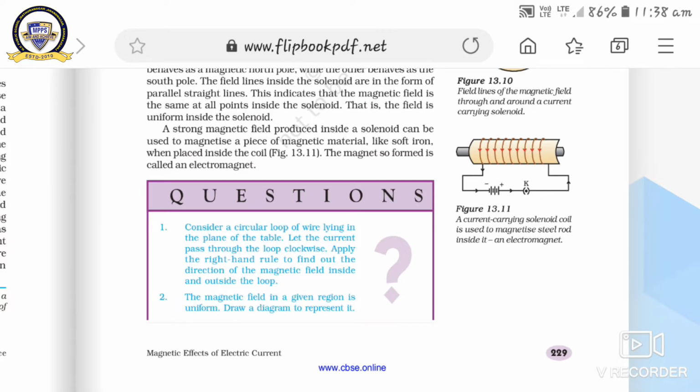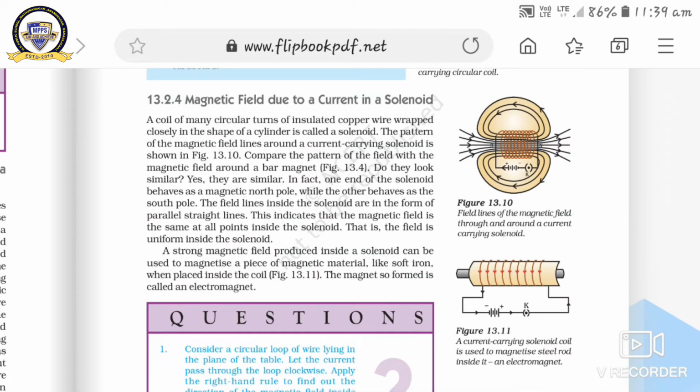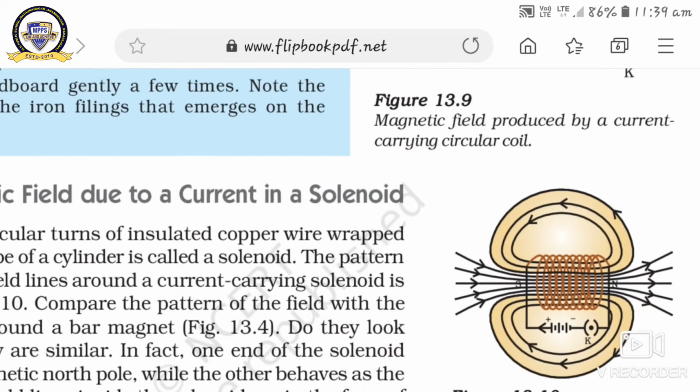Got it? Second question. The magnetic field in a given region is uniform. Draw a diagram to represent it. If you want to represent the uniform magnetic field, you can take help of the magnetic field produced by the solenoid and the magnetic field produced by the bar magnet as well. Got it?